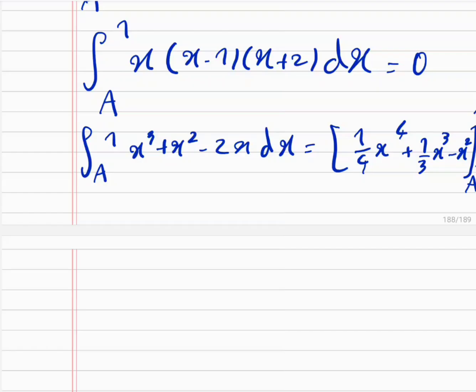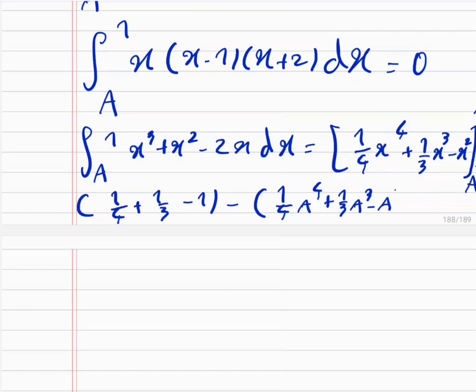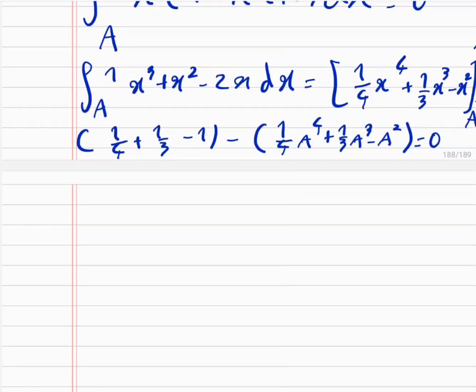When we substitute 1, we get 1 over 4 plus 1 over 3 minus 1, and then minus a substituted, which is 1 over 4 a to the power of 4 plus 1 over 3 a cubed minus a squared. And this is equal to 0. Now we can simplify this bracket. This is simply equal to minus 5 over 12.